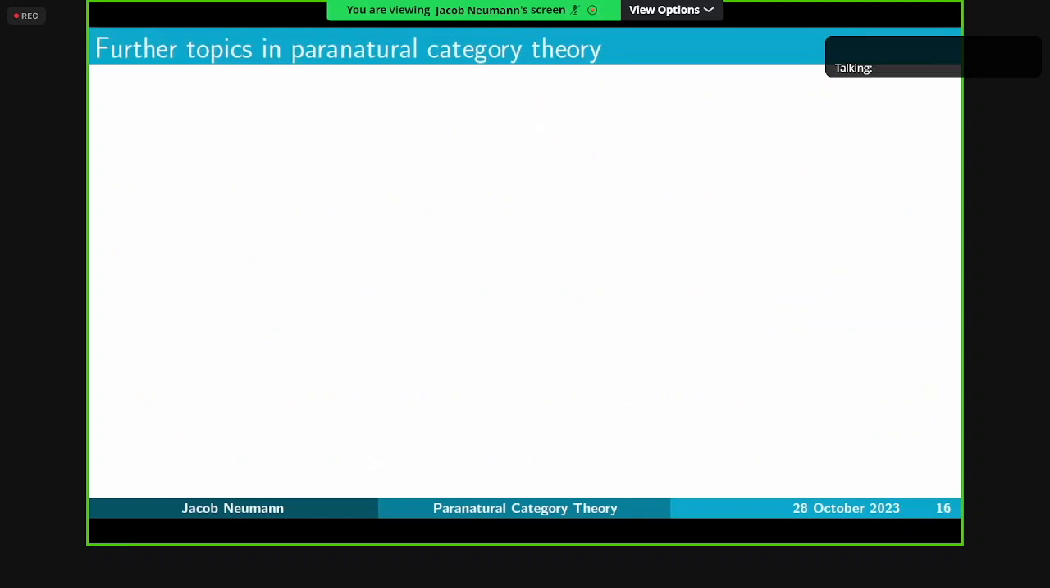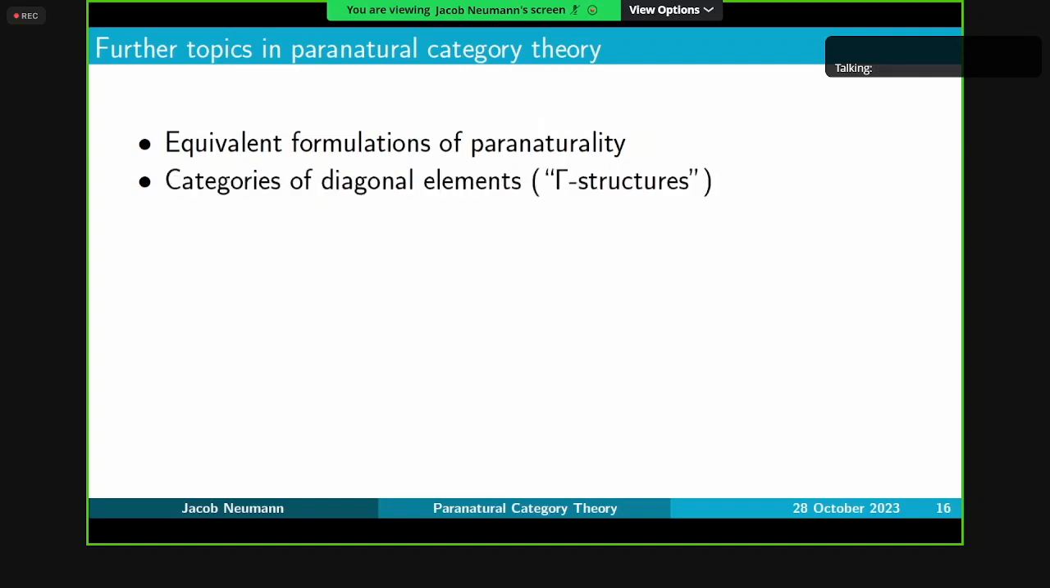So here are a bunch of things that I don't have time to talk about today, but I think are really interesting aspects of this theory. Again, there are equivalent ways of stating the definition of paranaturality, in various guises depending on your tastes. There's this whole theory of the analog of the category of elements, which I call the category of diagonal elements or structures, which has a nice theory. In particular, the category of structures of diYoneda, these direpresentables, would be what I call splice categories, which simultaneously generalize both slice categories and co-slice categories.